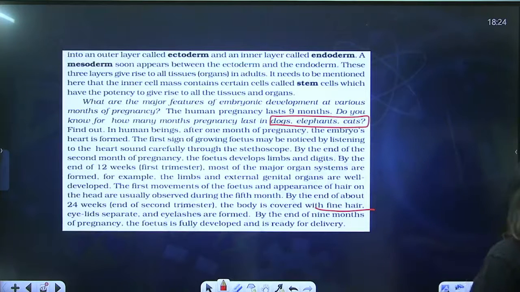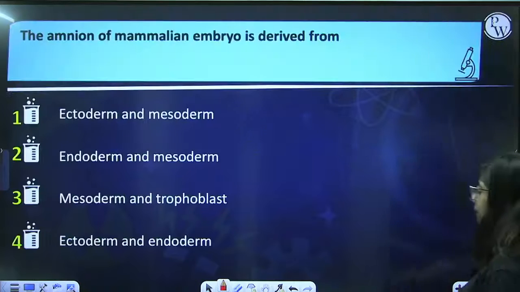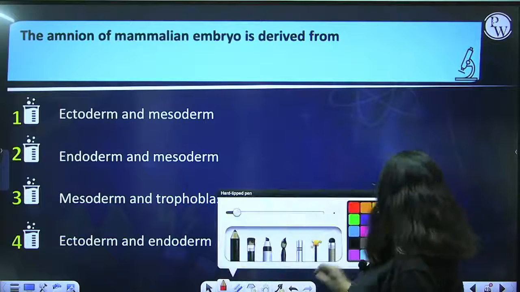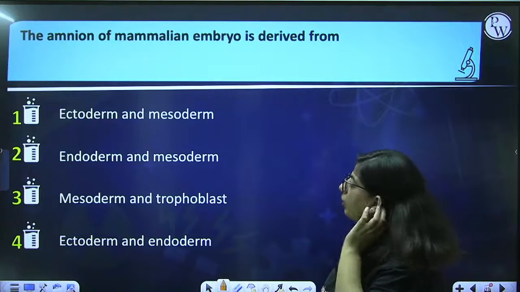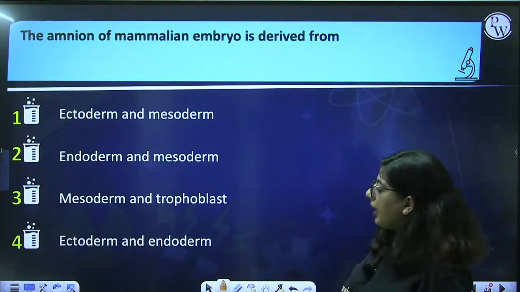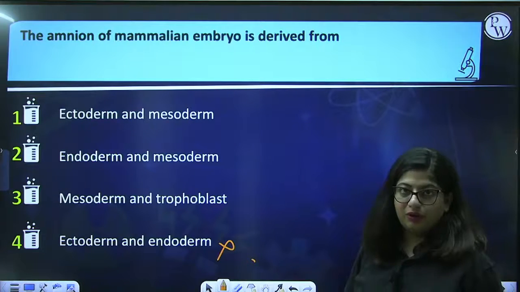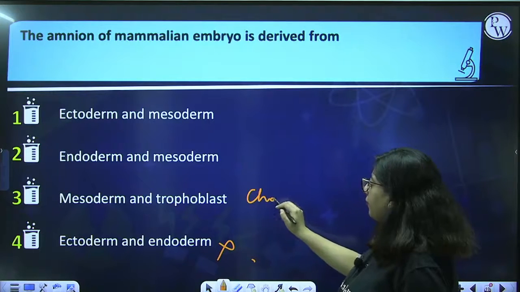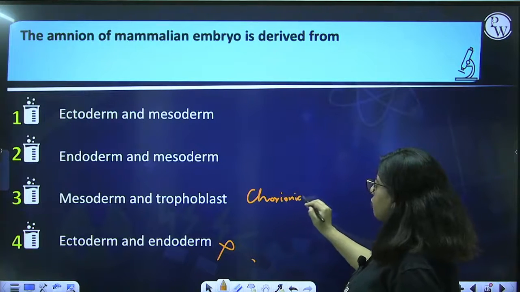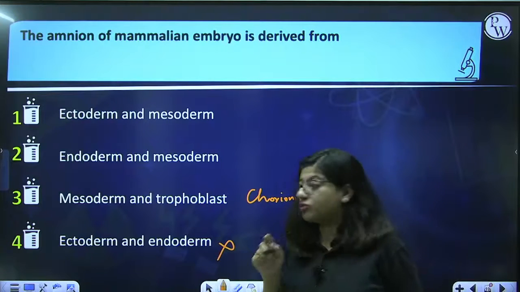Fine. Now let's solve some questions. The amnion of the mammalian embryo is derived from: ectoderm and mesoderm, endoderm and mesoderm, mesoderm and trophoblast, ectoderm and endoderm. There is no layer which is made from both ecto and endo, right? The trophoblast and the mesoderm form the chorionic villi, because the trophoblast is the one that multiplies and forms villi, which we have done in implantation.